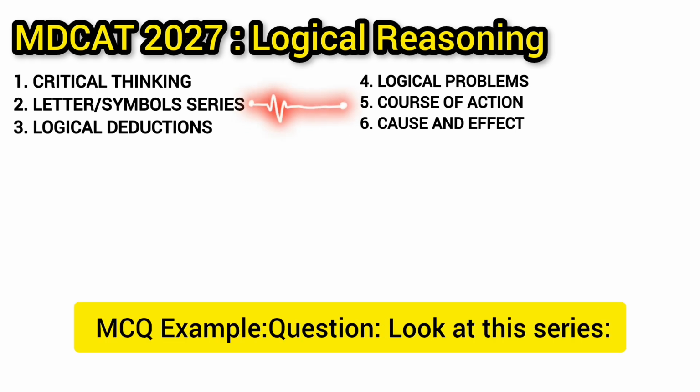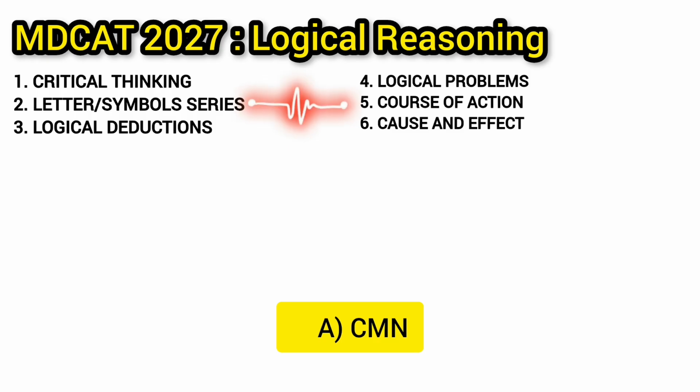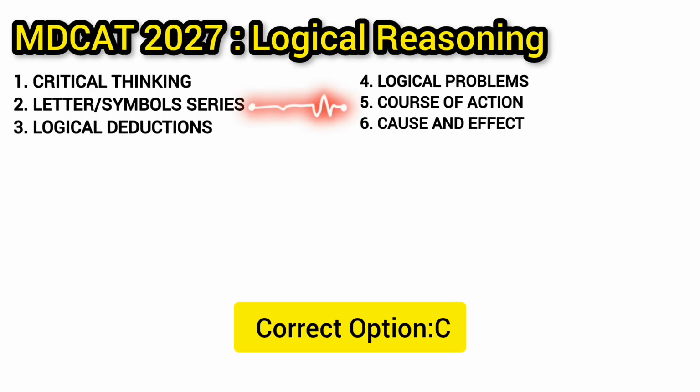MCQ example. Question. Look at this series. SCD, TF, blank, WKL. What should fill the blank? A. CMN. B. UJI. C. VEJ. D. IJT. Correct option C.